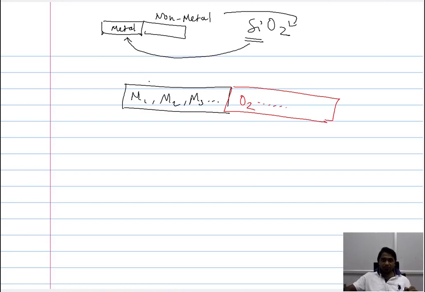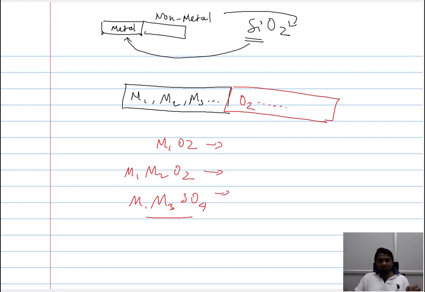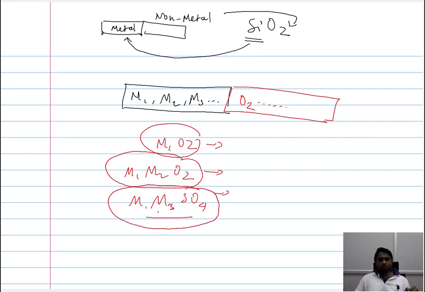So it can be, for instance, M1O2, or it can also be M1M2O2. Even this will be a mineral, and this will also be a mineral. Instead of this, we can have M1M3SO4. So this can also be a mineral. So what we mean by that is, even though each of these has a well-defined chemical formula, a well-defined chemical composition, we need to note that these are not fixed. The metal part of it might vary, and so does the non-metal part of it.